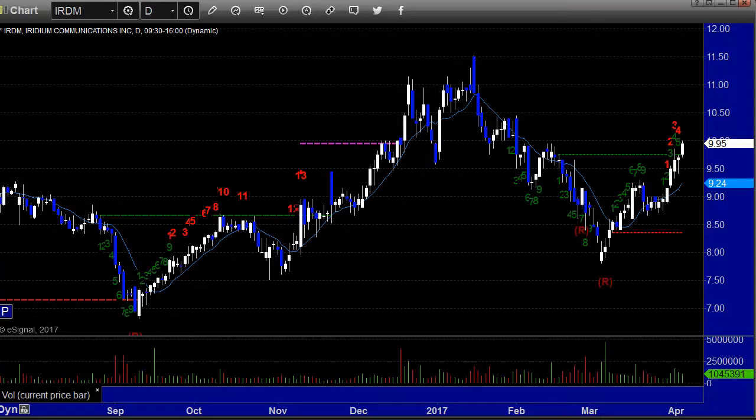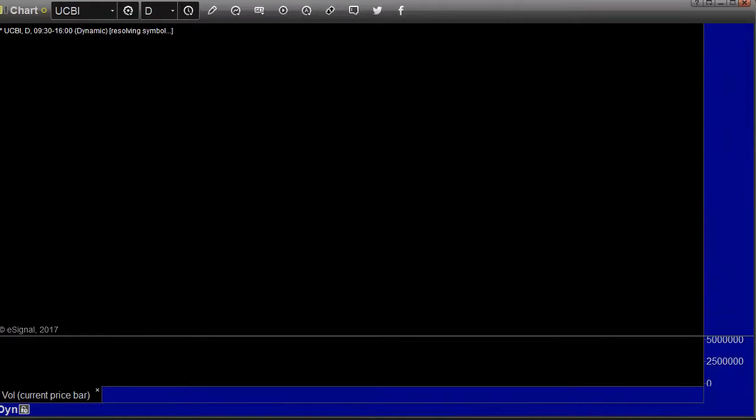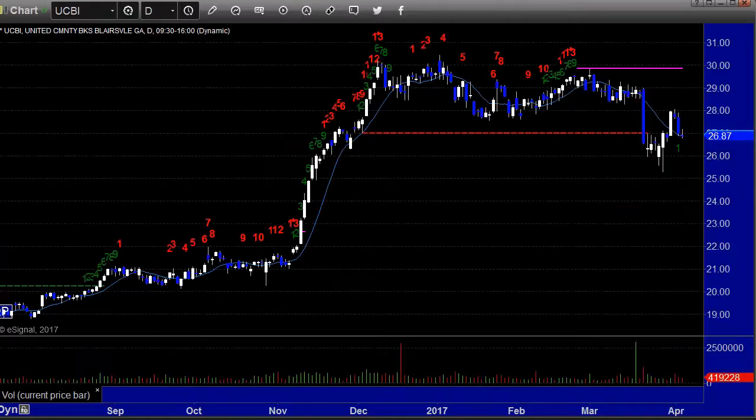Let's take a few examples of ones that did. I'll start with UCBI. Now there's actually 2 signals here. I wanted to show this one because it does have one that doesn't work first. If you look back in the beginning of November, there was a 13. It didn't work. It looks like there's some kind of news because the stock took off running right through the 13. About 2 days later, it did not work at all.